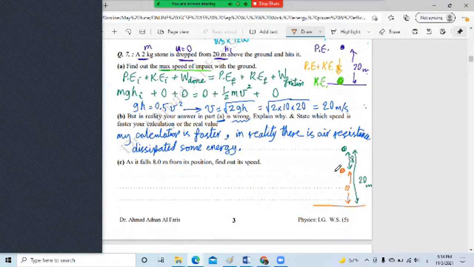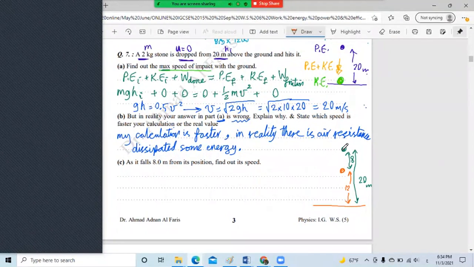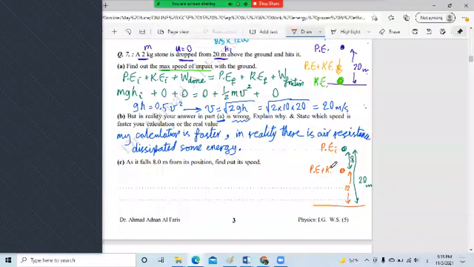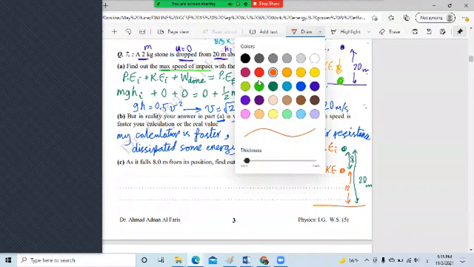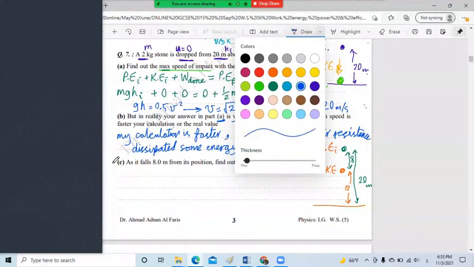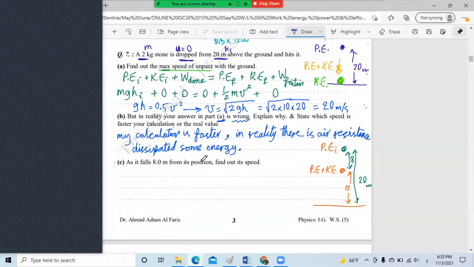From the ground. As it reaches here, initially, in this position, it only has what? Potential energy, as we explained here. But at this position here, it has both potential energy because it has height, gravitational potential energy, plus it has what? Kinetic what? Energy at this position. So what they ask, as it falls 8 meters from its initial position, is to find its speed here.